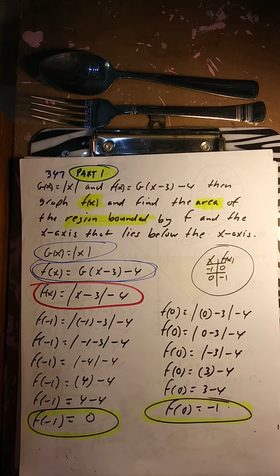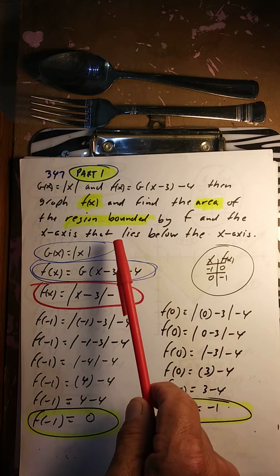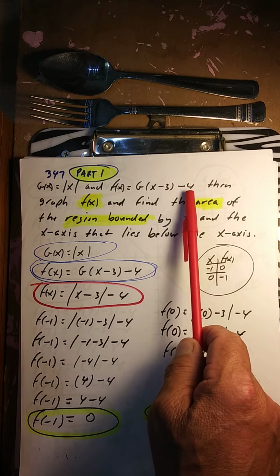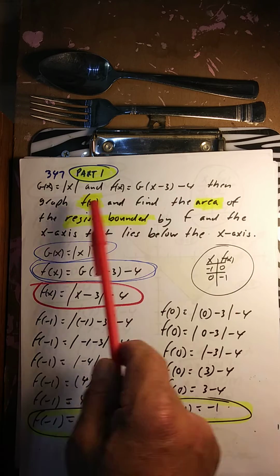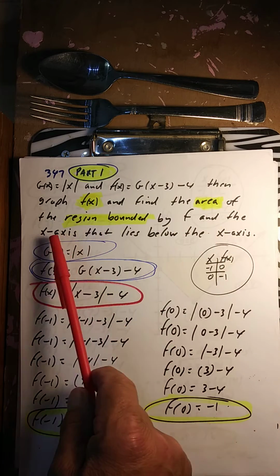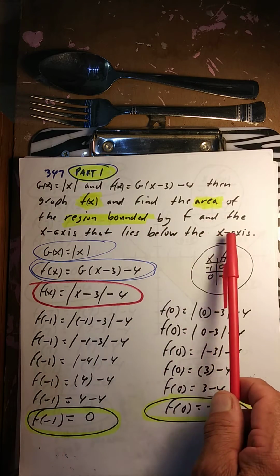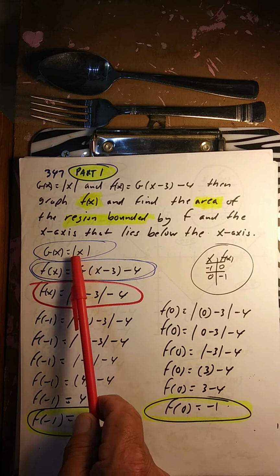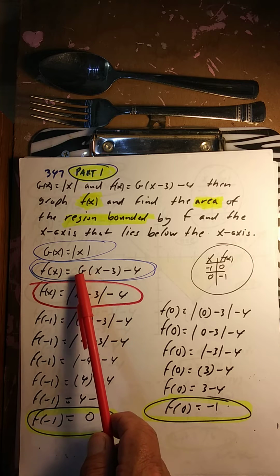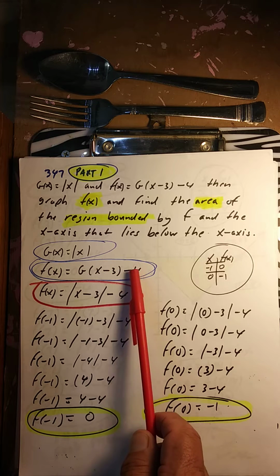Part 1, graph g of x equals f absolute value of x. Okay, fine. And f of x is equal to g of x minus 3 minus 4. Then graph f of x and find the area of the region bounded by f and the x-axis that lies below the x-axis. All right, g of x is absolute value of x, but we don't want that. We want to find f of x, which is going to become g of x minus 3 minus 4.